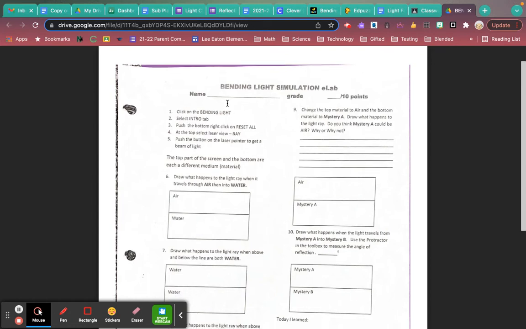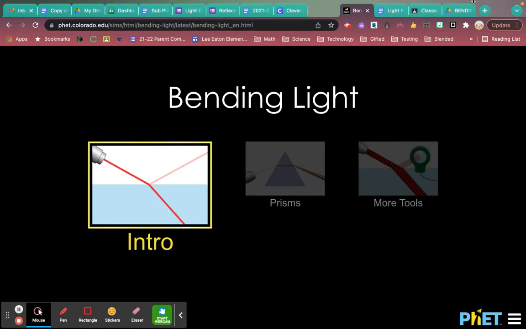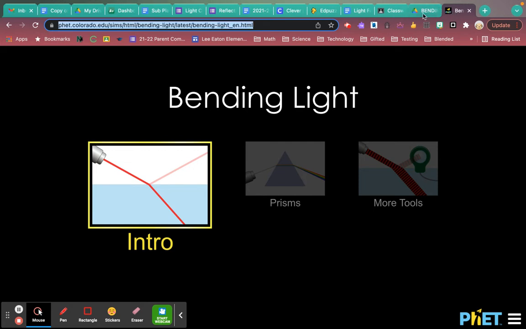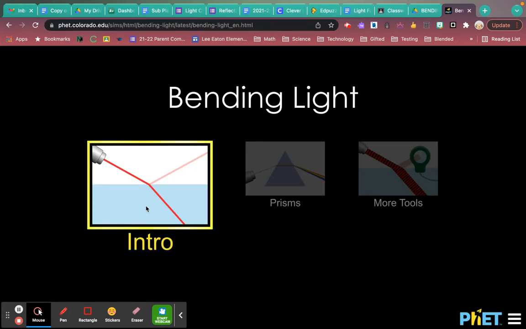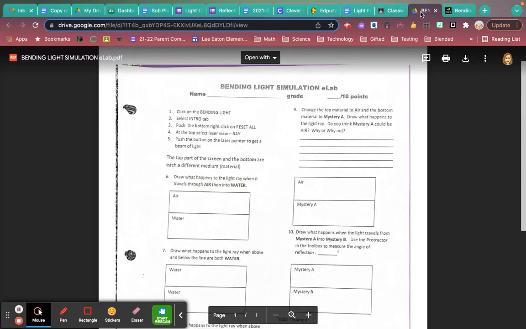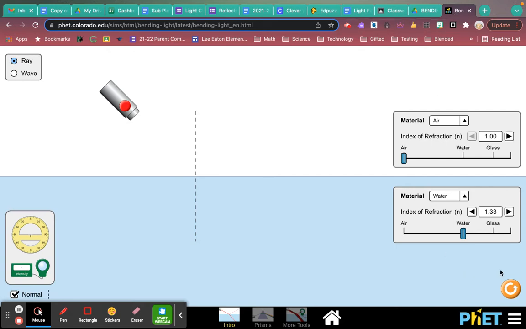So it says click onto the bending light. In Google Classroom, the bending light website is right here. You're going to go ahead and click on it. I already have it open. Let me bring that over here. Then it says select the intro tab. We're going to pick intro. Push the bottom right, click on reset all. In the bottom right here is the reset button. You're going to reset it all. So it should just look like this. You can see that on top is air, on bottom is water right now.